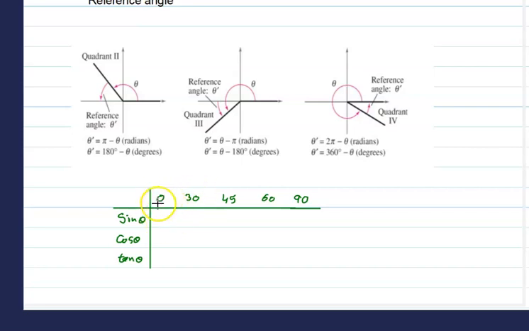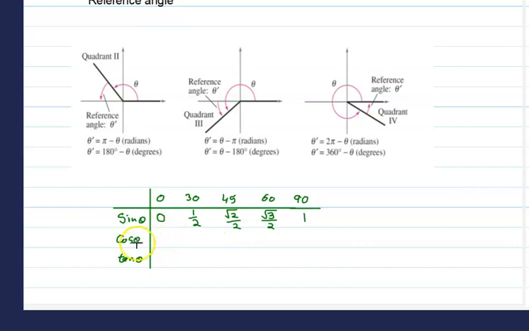First we write the angles from 0 to 90. These are the standard angles: 0, 30, 45, 60 and 90. We know that sine values start from 0 and go up to 1. So at 0 it's 0, at 30 it's 1 half, at 45 it's square root 2 over 2, at 60 it's square root 3 over 2, at 90 it's 1. You only need to memorize this first row of values.